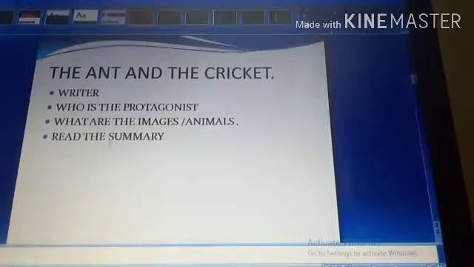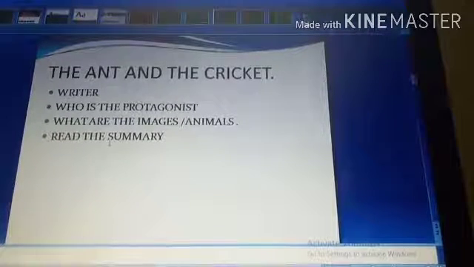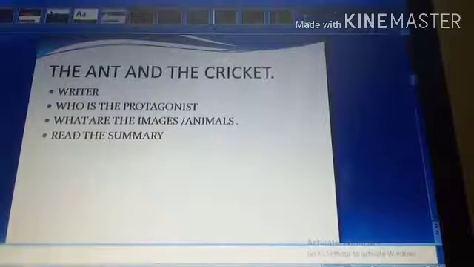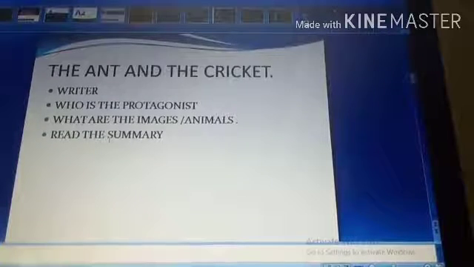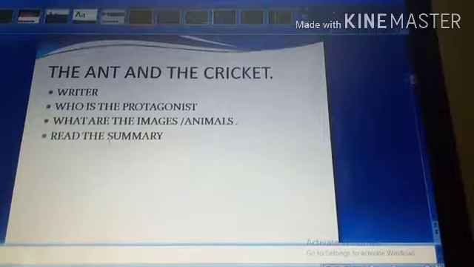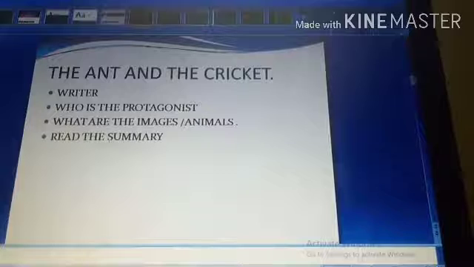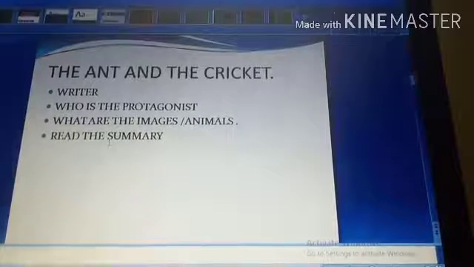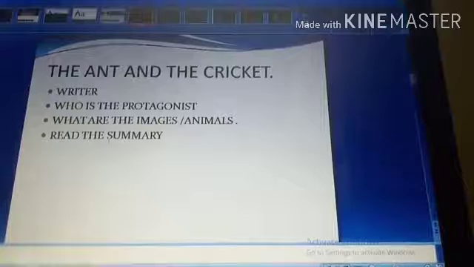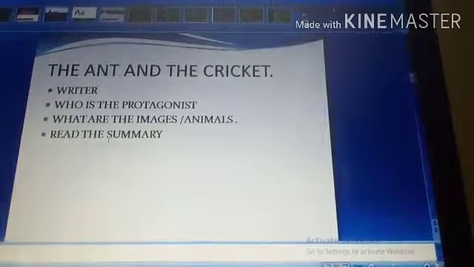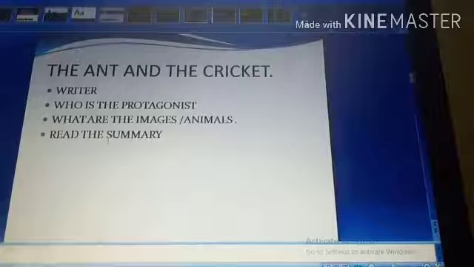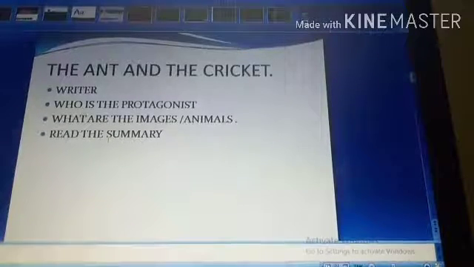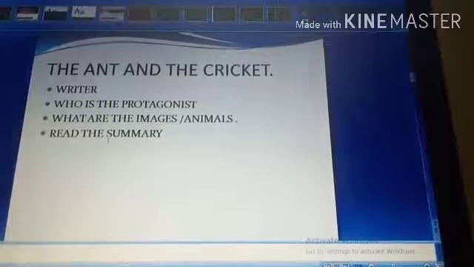In this poem, as we all know, the Aunt is a hardworking person, whereas the Cricket wastes its entire summer, and the Cricket is starving and at last comes for help. So in this way the poem ends, and it's a beautiful poem, my dear students. So first and foremost, what I told you, you need to read who is the writer, what are the images or animals in the poem, and then you need to understand each stanza and see who is hardworking and who wastes their time.